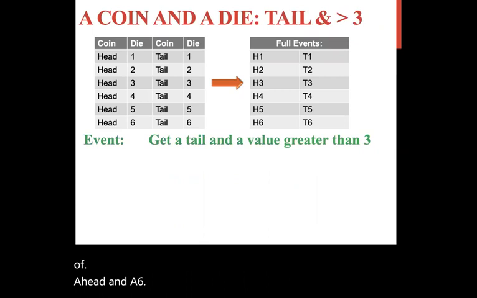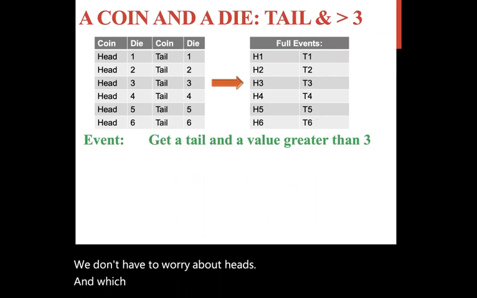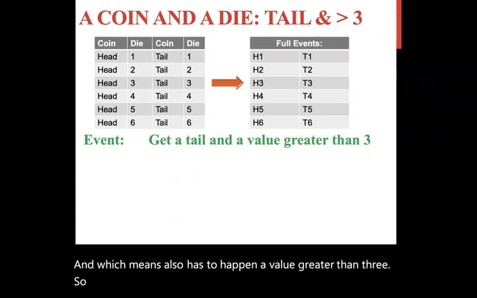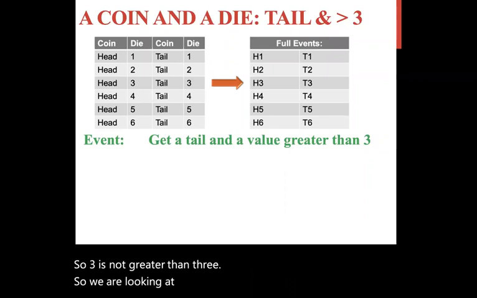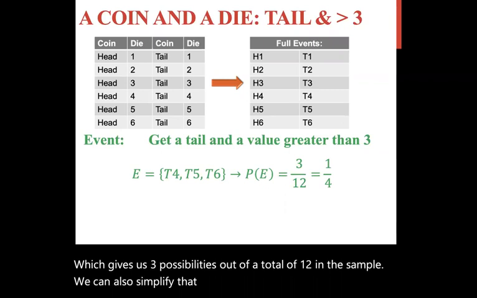Suppose we want a tail and a value greater than 3. So that simplifies it to this side. We're looking at tails. We don't have to worry about heads. And, which means also has to happen, a value greater than 3. So 3 is not greater than 3. So we are looking at T4, T5, and T6, which gives us 3 possibilities out of a total of 12 in the sample. We can also simplify that to 1 over 4.